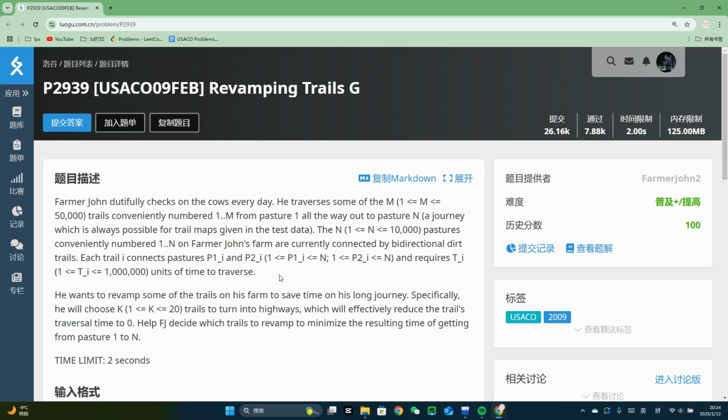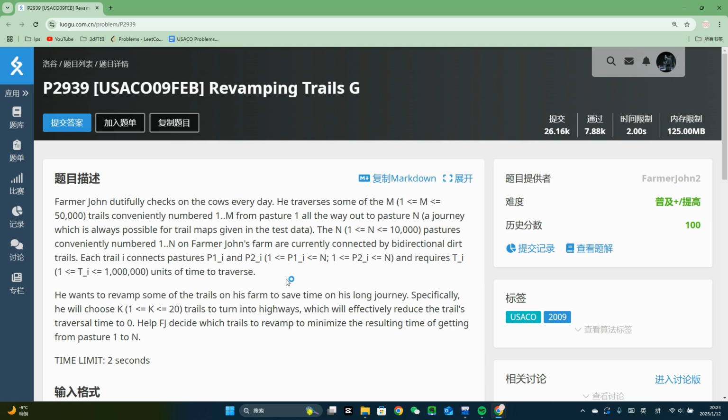One of the most important characteristics of these types of problems is that some value is very small. For example, the K in this problem is very small. It's only 20. This problem is about upgrading roads, while other problems might be about building new roads or stuff like that. And when that value is very small, you might want to start thinking it could be layered graph shortest path.